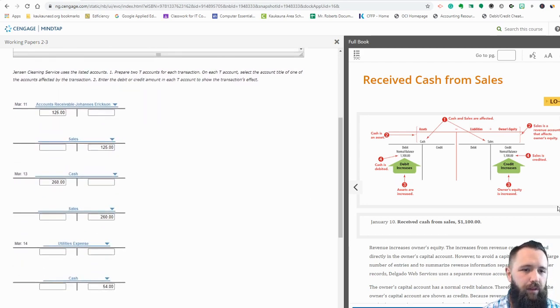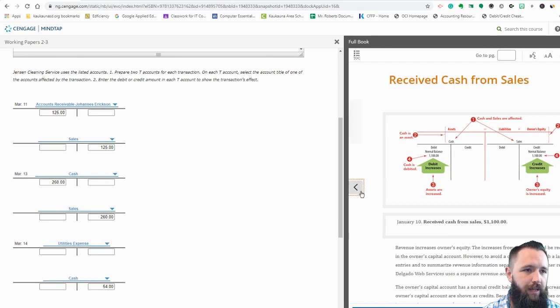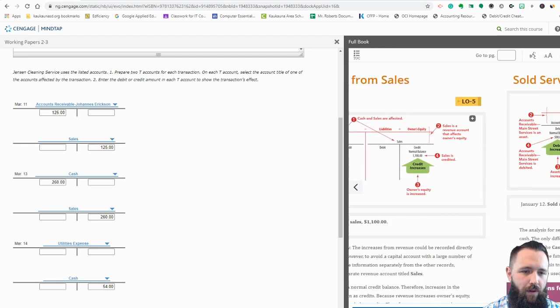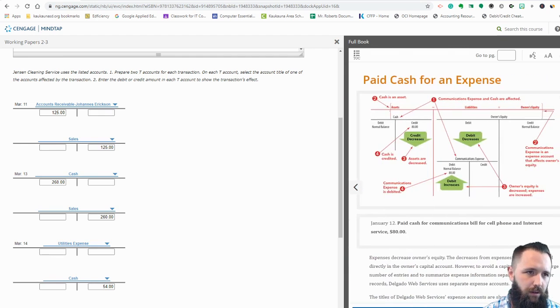And when we have an expense, we look at this, and to increase an expense, we must debit it, okay? So we're going to debit this utilities expense.